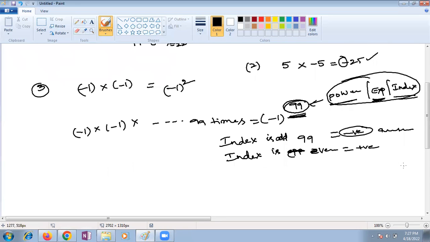One of my students is asking, ma'am, suppose the index is a negative number. Suppose I take -1 whole to the power -6. What would be the answer? Very good, Manish. Because this is a negative exponent, we have an exponential rule: any negative exponent of a number can be written as 1 over a to the positive exponent. So this can be written as 1 by (-1) to the power of 6. Now you have to see whether the index is even or odd.